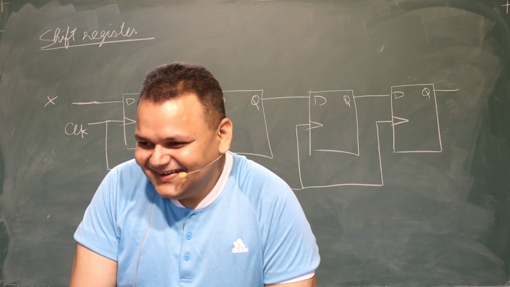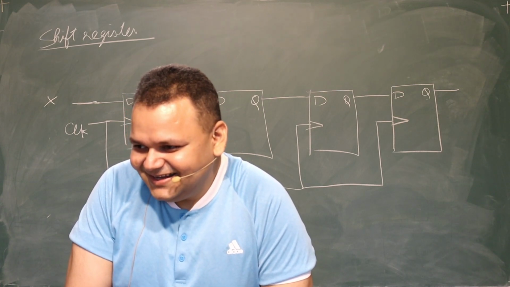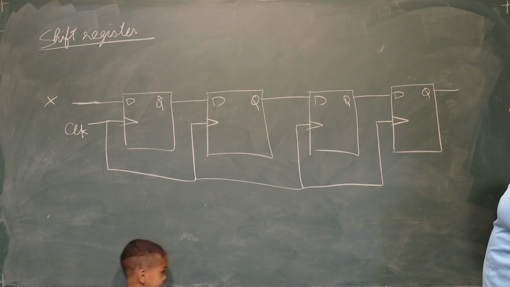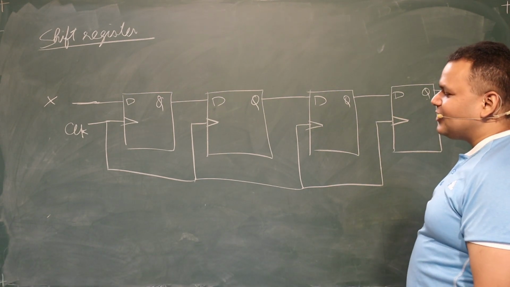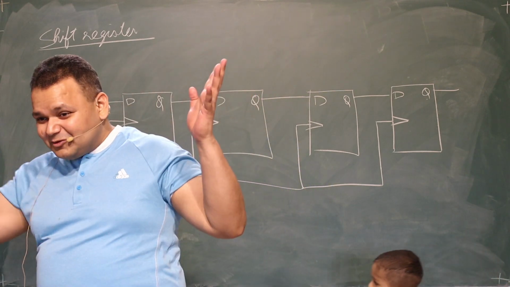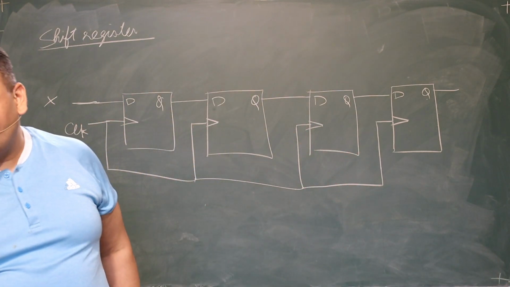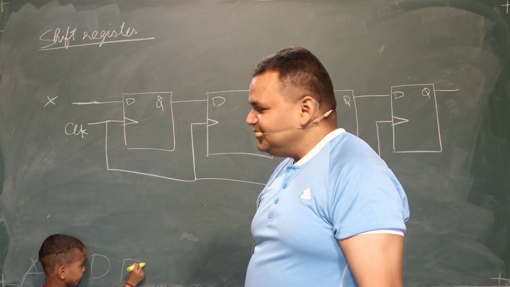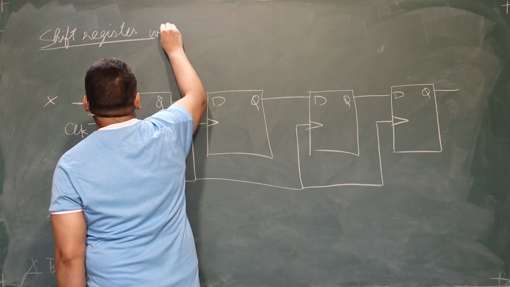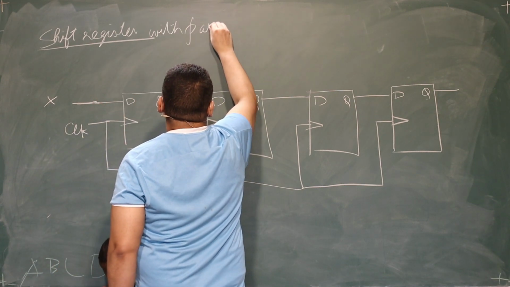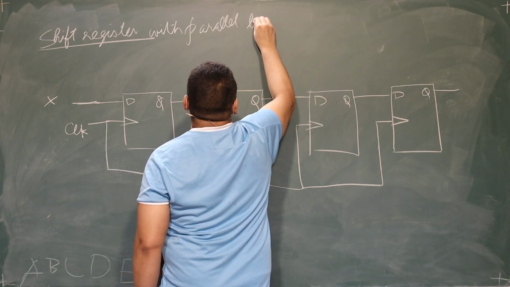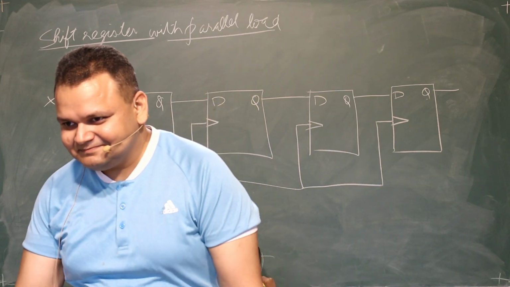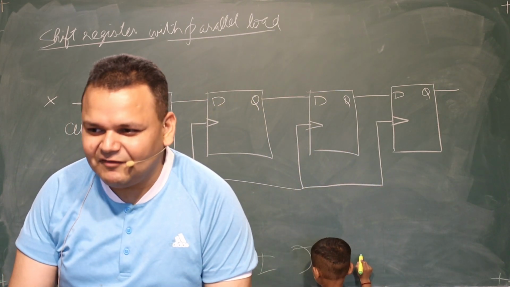Sir, can you explain the last part once again? What do we have to do here? I want to write data directly onto the 4 bits of the shift register. How would I do that? So that is called a shift register with parallel load. How would I do that? Parallelly, if I want to load the data.